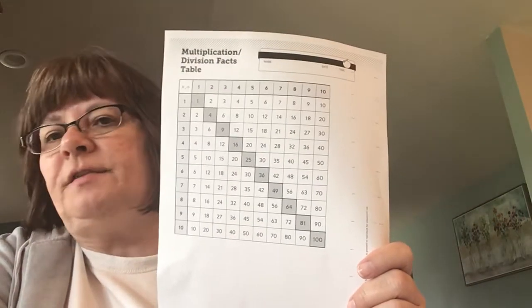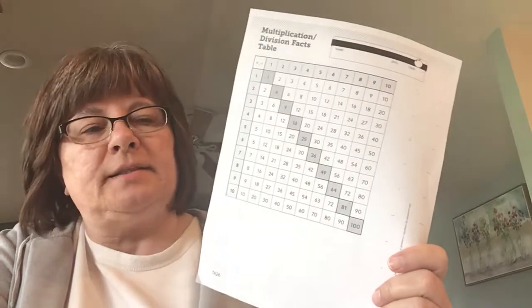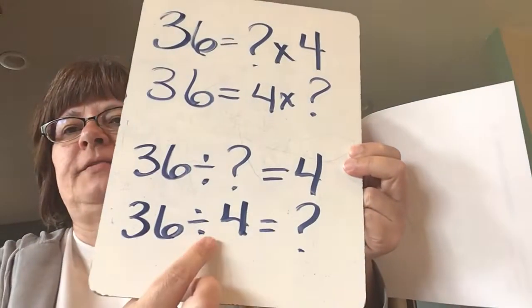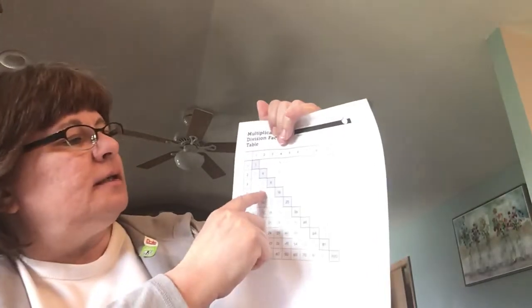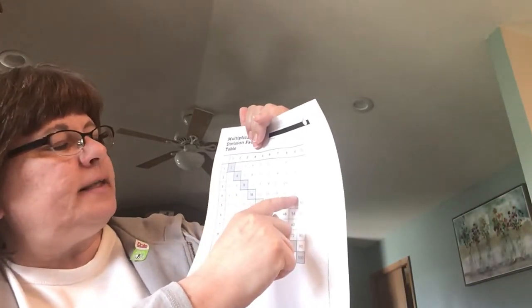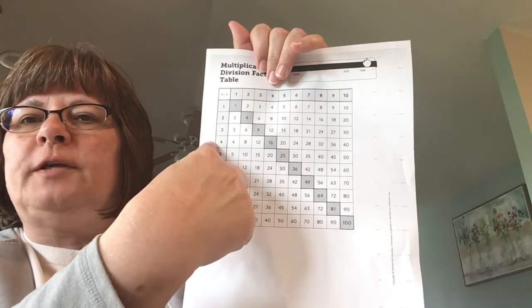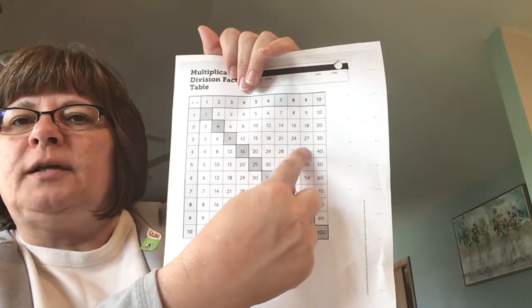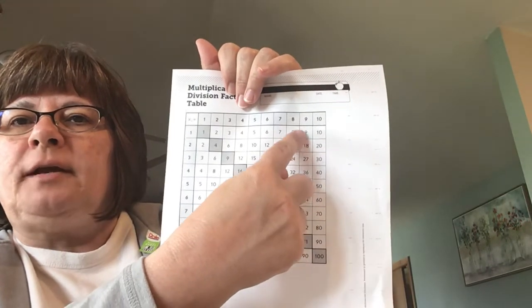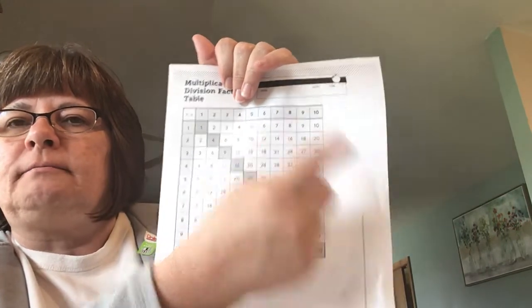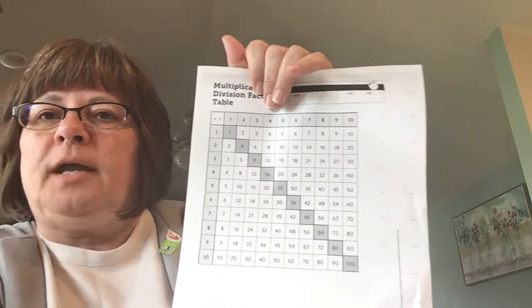Now let's say you have a division sentence and it says 36 divided by 4. Well, then I'd find the factor of 4 and go across until I find the product of 36. 4, I know 4 is one of the factors. The product is 36. So if I go up here, I can find the other factor, 9. Okay, so you can use this table in your study of factors.